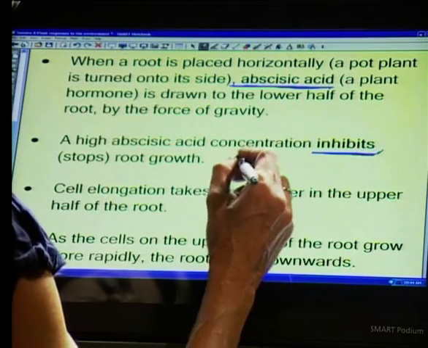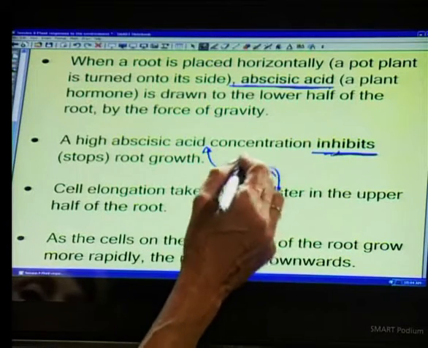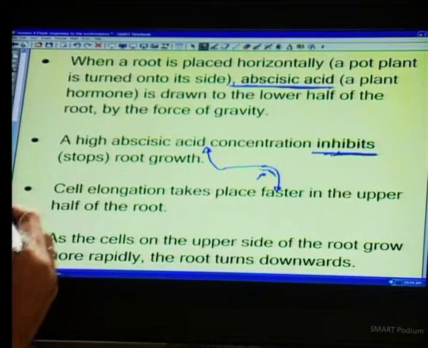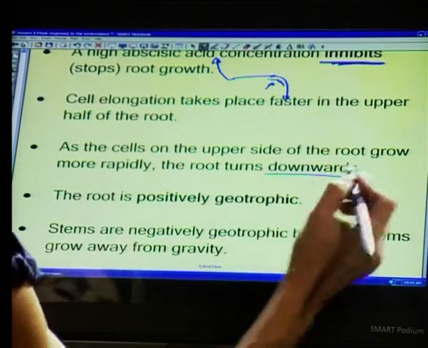So what have we got? We've got this plant on its side. The stem is going to grow up because of auxins, and the roots grow down. Why? Because your abscisic acid is going to sit here, and the abscisic acid is going to stop the cells from elongating. So those will carry on growing normally, and these are going to be inhibited. So the roots grow downwards. Cell elongation takes place faster in the upper half, and as the cells in the upper half of the root grow more rapidly, what happens? The root is going to turn downwards.